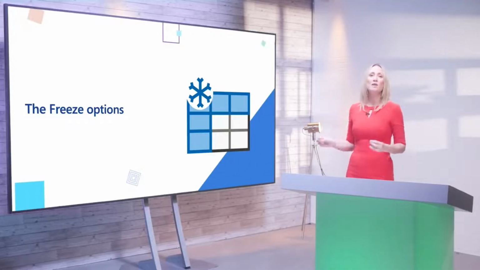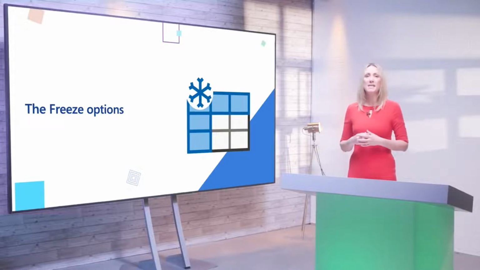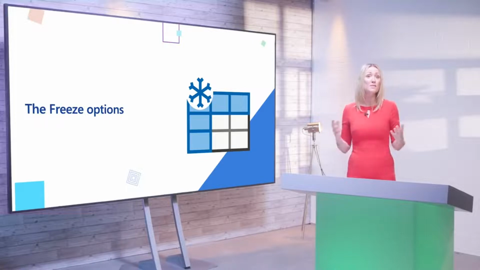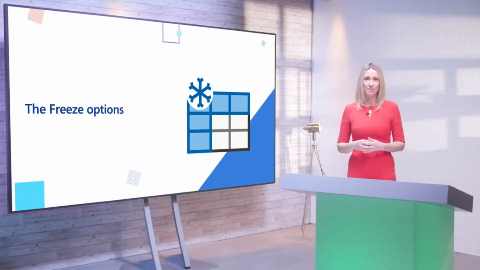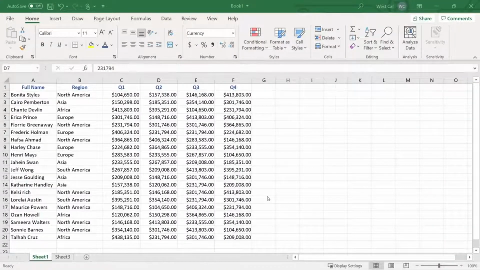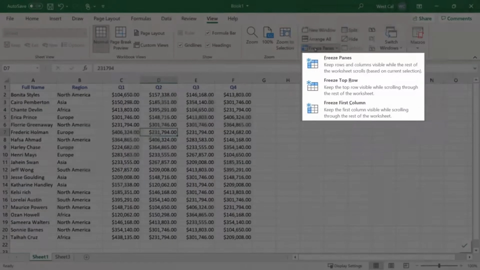When you are working with large amounts of data, it is sometimes convenient to be able to keep an eye on one part of a spreadsheet, such as column headers or titles, while simultaneously viewing or scrolling through other parts of the same spreadsheet. You can do this using the Freeze feature. If you want to use Freeze, open a workbook window and click View, then Freeze Panes.